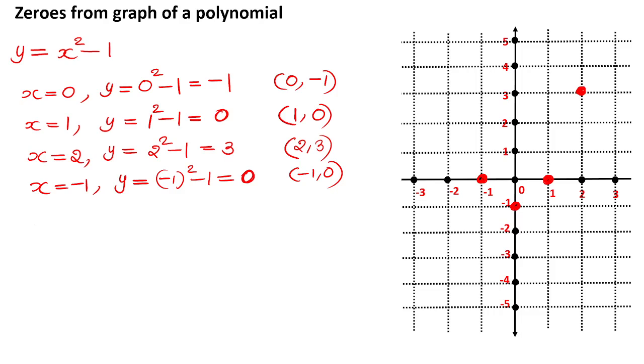Let me substitute one more value. x equal to a negative number, minus 2. y equal to minus 2 square minus 1, which is 4 minus 1, 3. So when x equal to minus 2, y equal to 3. Minus 2 comma 3, where is that point? It is here, minus 2 comma 3.